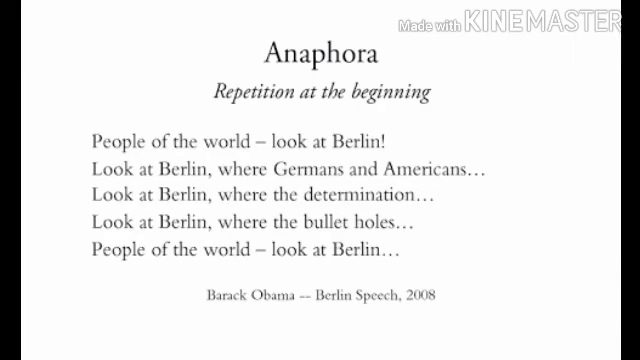We can have some more examples. Now here, people of the world look at Berlin. Look at Berlin were Germans and Americans. Look at Berlin were the determination. Look at Berlin were the bullet holes. People of the world, look at Berlin. Now in this you can see the repetition of look at Berlin at the beginning of consecutive verses. I hope this point is clear.